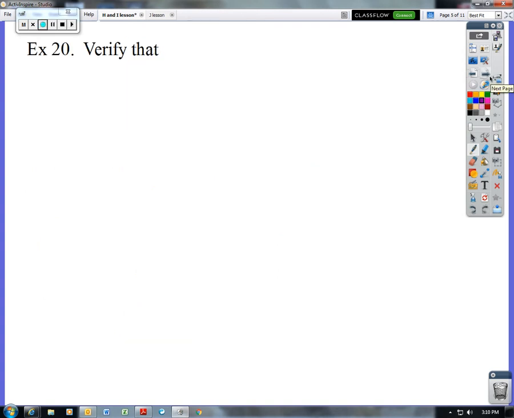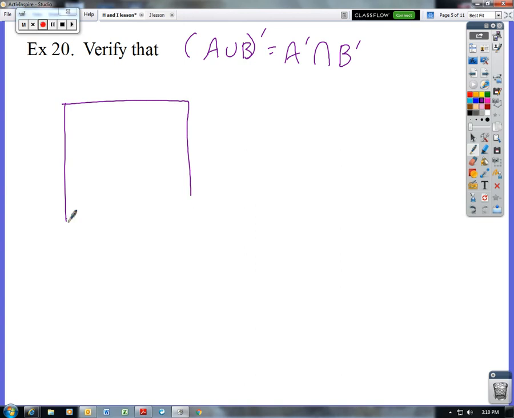Example 20 says verify that the complement of A union B is A complement intersected with the complement of B. Now the way you're going to do this is you're going to draw a Venn diagram to show each one. So we'll do 2 different Venn diagrams. I'm going to do A and B. I'm going fast so it's sloppy.